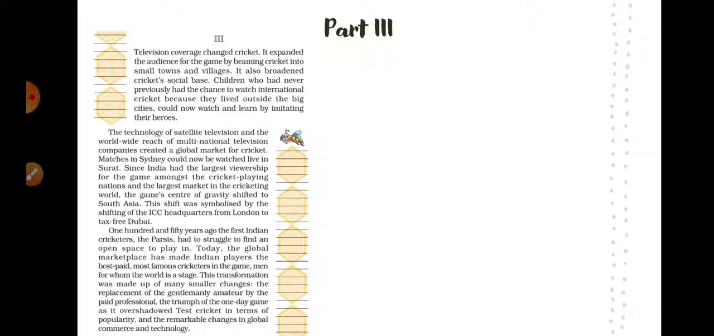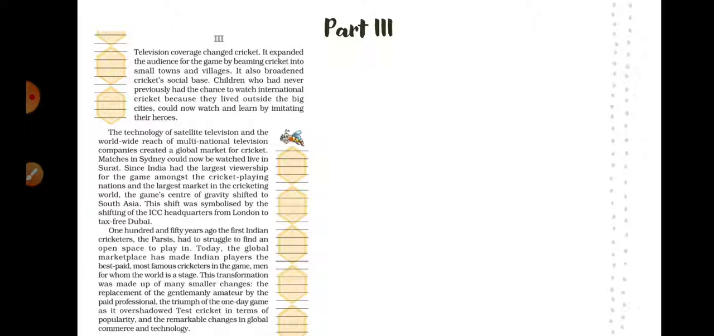Part 3 talks about the final thing, that is how cricket became so popular in India. It was started in Mumbai by a particular sect of people, the Zoroastrians or Parsis. But how did India, with its 1.3 billion people, become the largest market for cricket? It happened with the advent of technology.